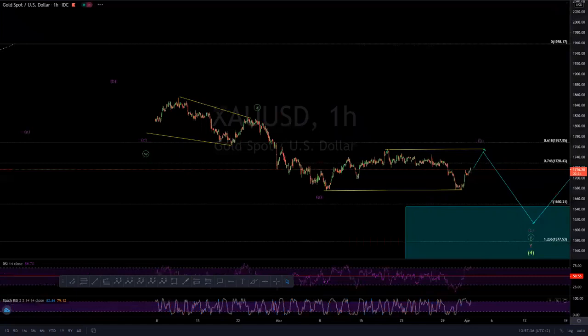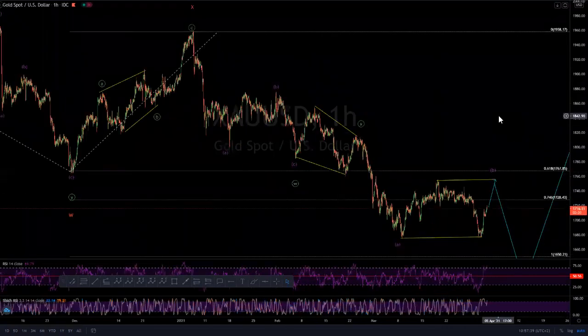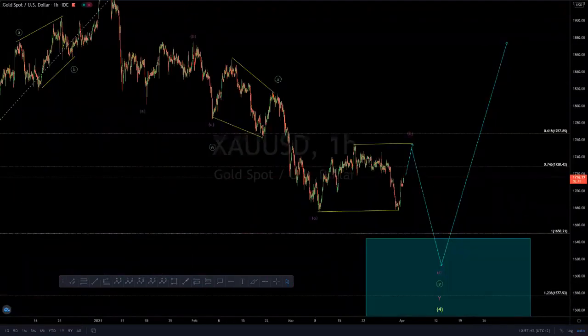Let's go on a 1 hourly here just to see those labels on gold. So we might expect a little bit of a push to the upside here, if you're having this here as a flat corrective structure and then a drop before we trade higher.